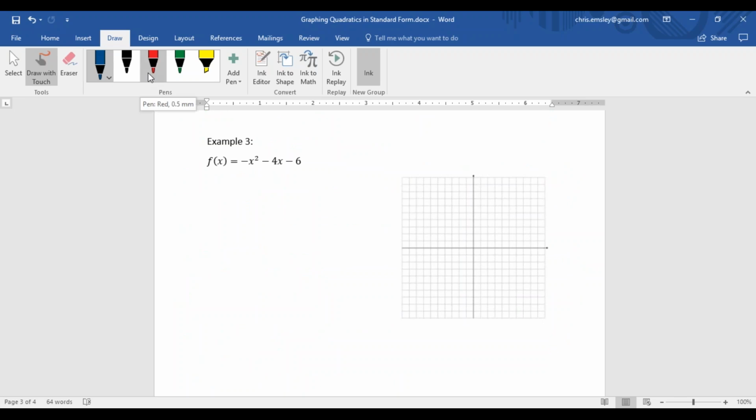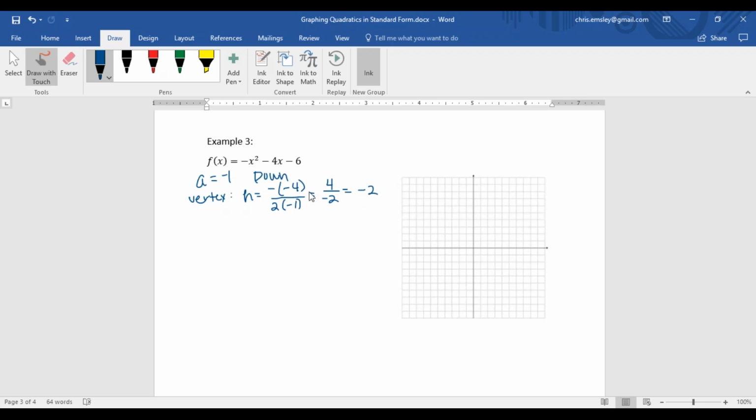Okay, here's another example. Go through the same steps that we did before. This time our a value is -1. So this is going to be our first parabola that opens downward, faces down. Our vertex, h equals -b over 2 times a. So we get a positive 4 over -2, which is -2.